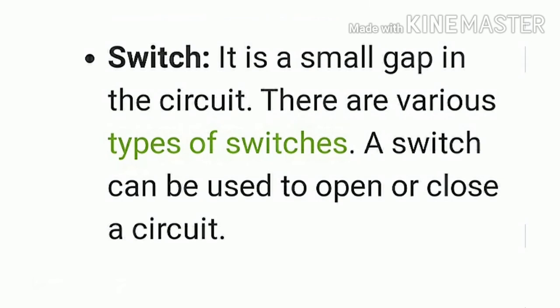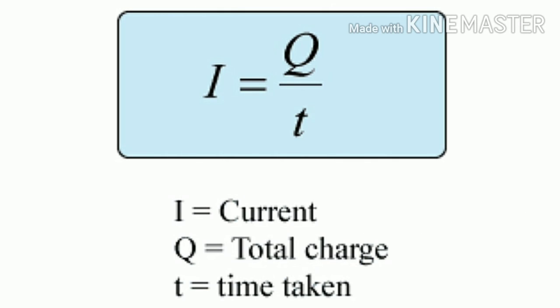Switch. It is a small gap in the circuit. There are various types of switches. A switch can be used to open or close a circuit. Electric circuit formula. Following is the list of formulas that are used in electric circuits, and they are as follows.